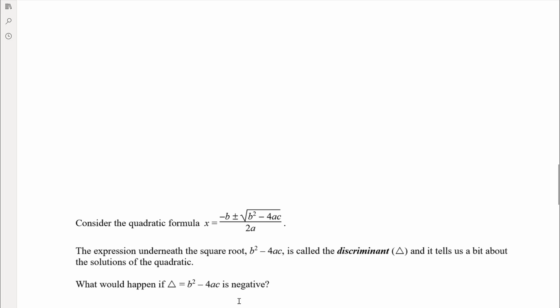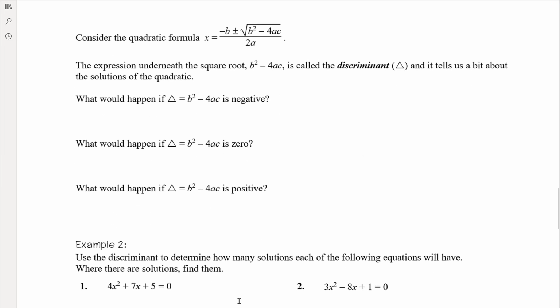So I want to actually have a look at an important part of the quadratic formula that gets its own name, because it actually allows us to determine things about the quadratic equation, and when we think about quadratic graphs next semester, it allows us to determine things about the quadratic graphs as well. And that's actually the part underneath the square root here. So that is this part here. We call that the discriminant, and we denote it with that triangle, which is the capital Greek letter delta. We call b squared minus 4ac the discriminant, and it tells us a bit about the solutions of the quadratic.